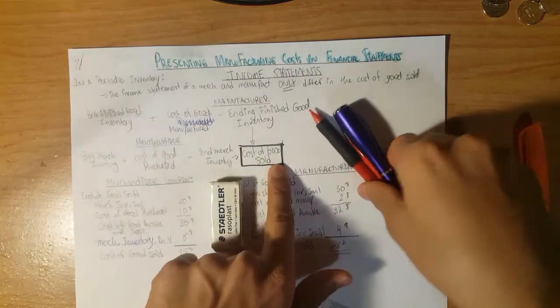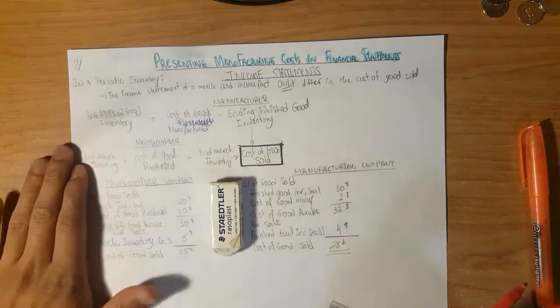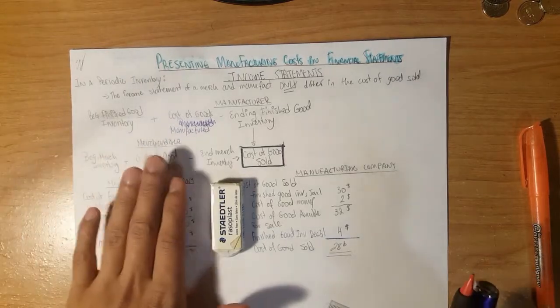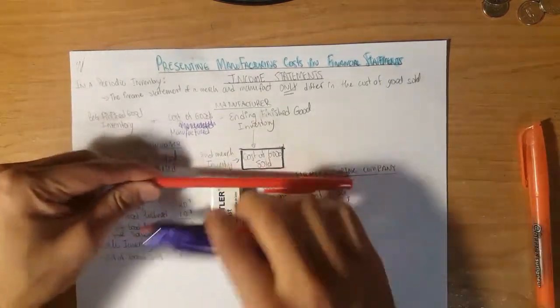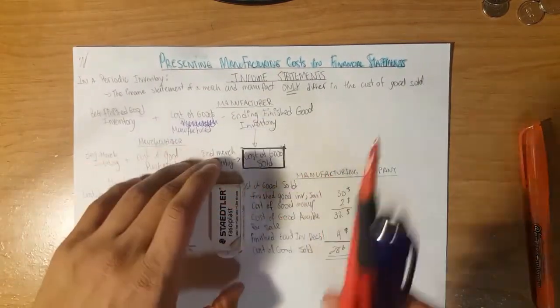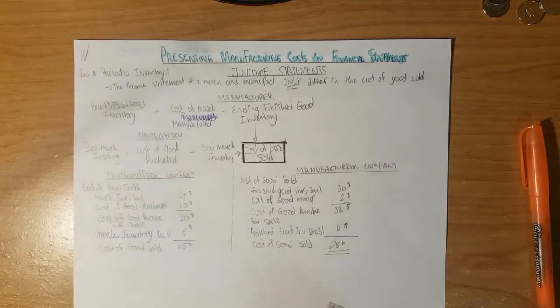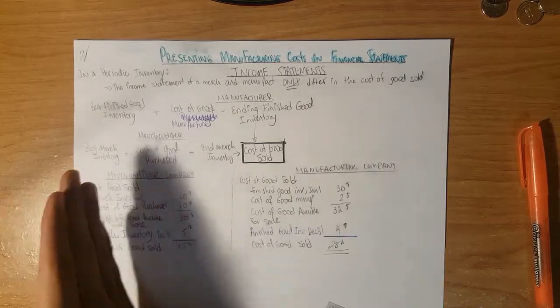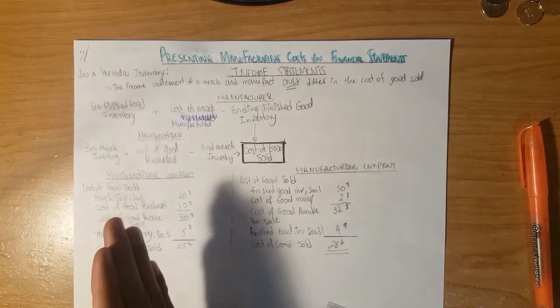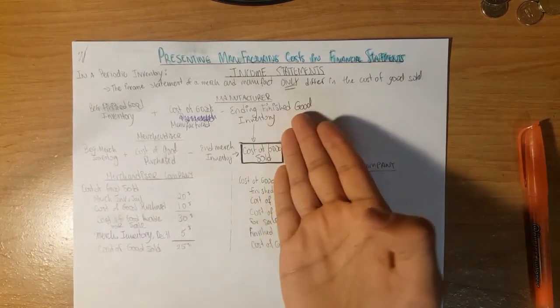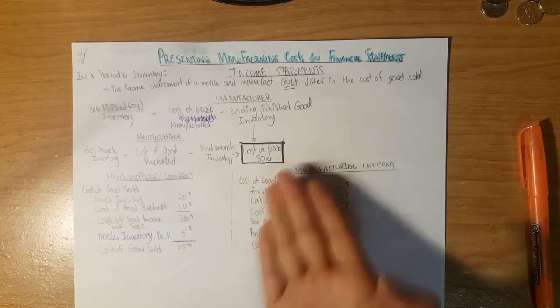So what is the cost of goods sold? The cost of goods sold is whatever you had in your cart in the beginning, plus whatever you purchased. So you purchased this and all of this, minus the ending inventory, which will give you the cost of goods sold. So mainly it is just what you started with, plus what you added, minus the final, which will give you the cost of goods sold.